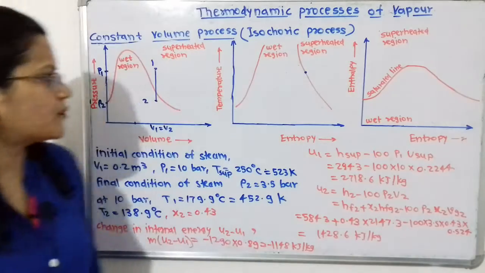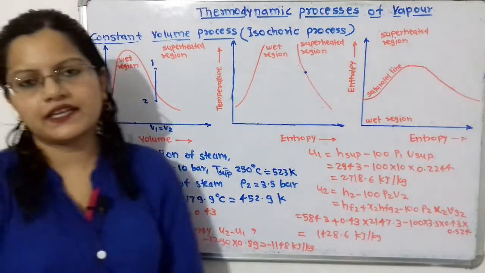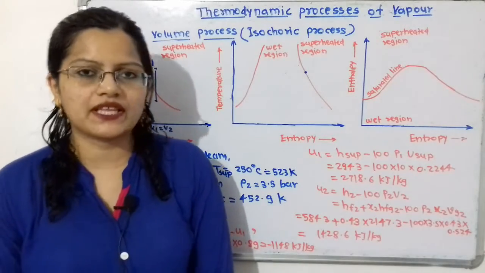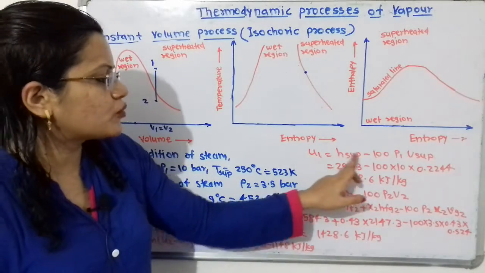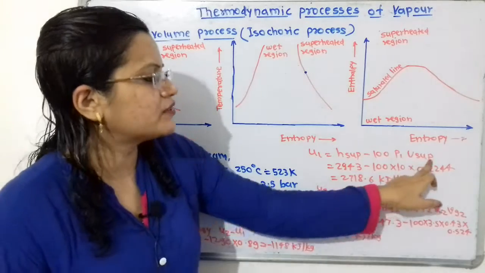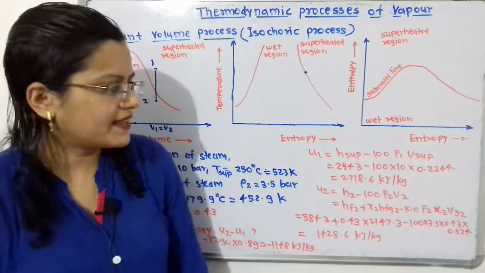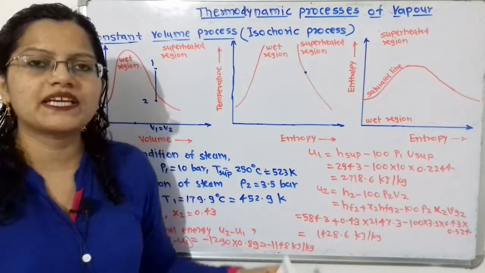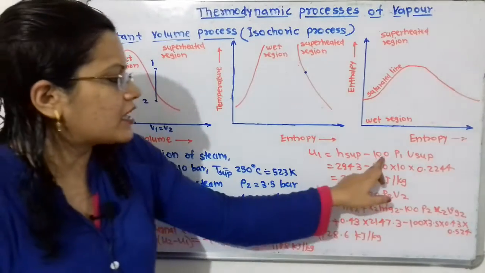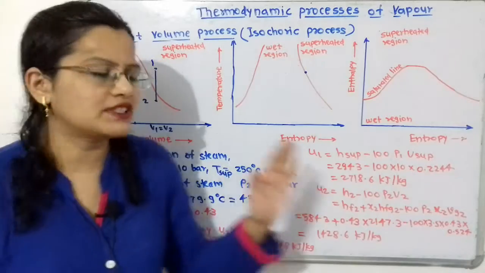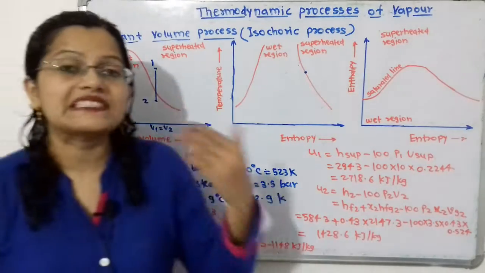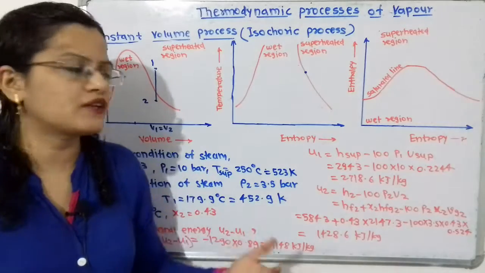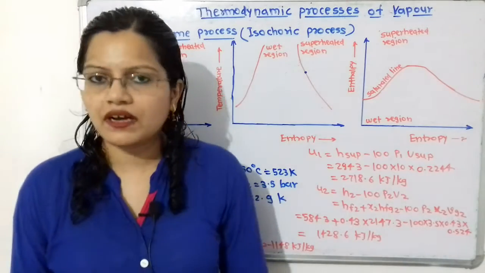Now if we observe, point 1 is in the superheated region. So how to calculate the internal energy at point 1, that is U1? U1 is H superheated minus 100 P1 V superheated. So the enthalpy and the specific volume we have to find out from the superheated steam table. And 100 is used here because the pressure is given in bar but the standard unit is kilopascal. So we have to convert this bar into kilopascal by multiplying with 100.